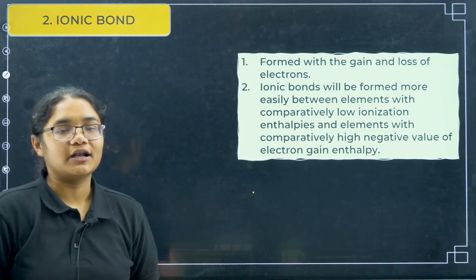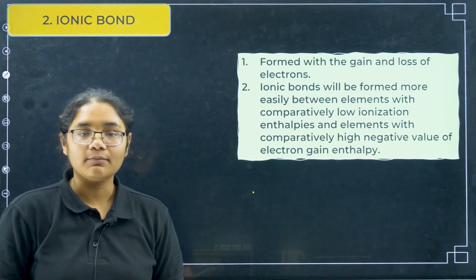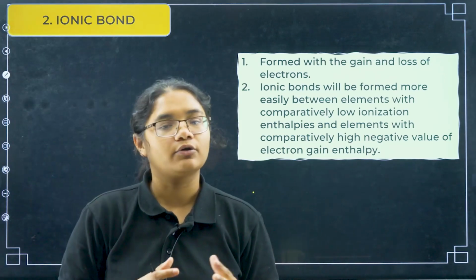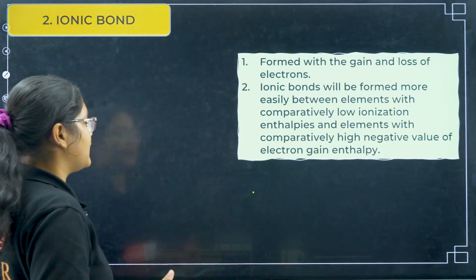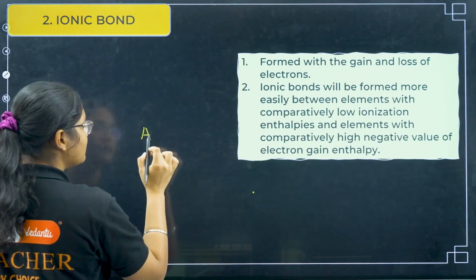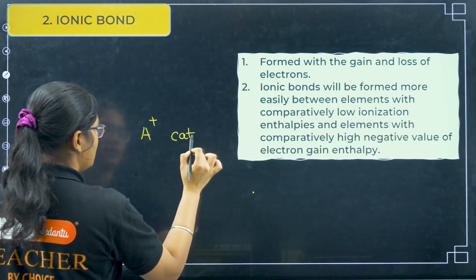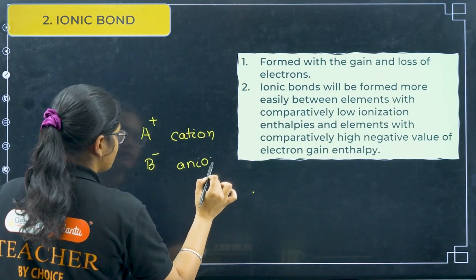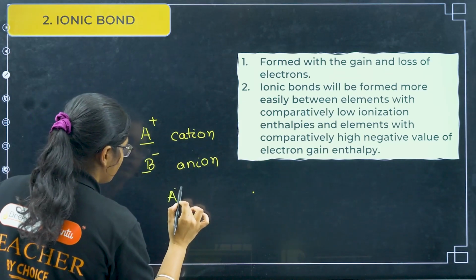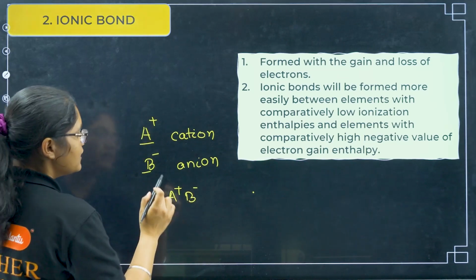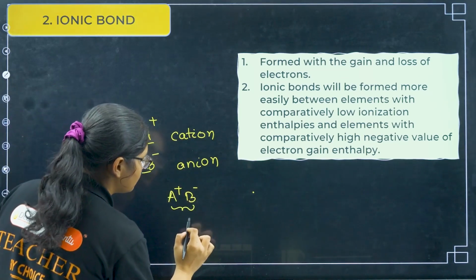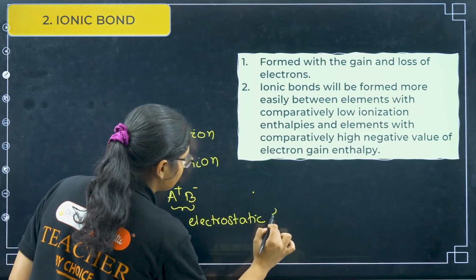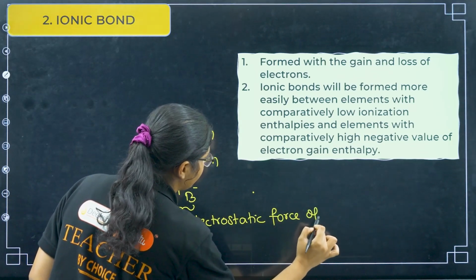Now coming to something called the ionic bond. All of you might know an ionic bond is formed when one element loses an electron completely and the other atom gains the electron. The one which loses the electron is called a cation and the one which gains the electron is called an anion. Now this cation and anion form a bond like this. This is not actually a bond. They have opposite charges, so there is a force of attraction between them called electrostatic force of attraction.